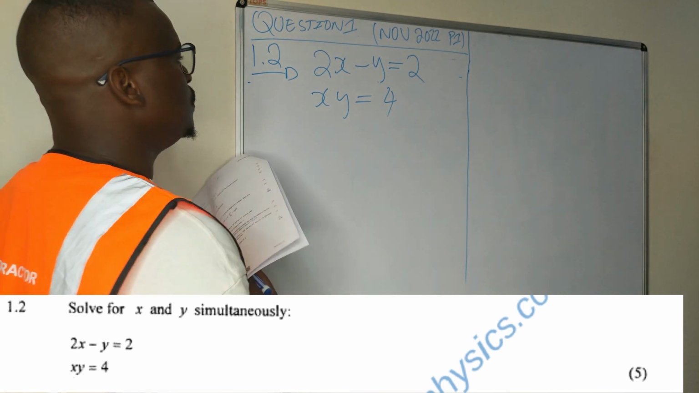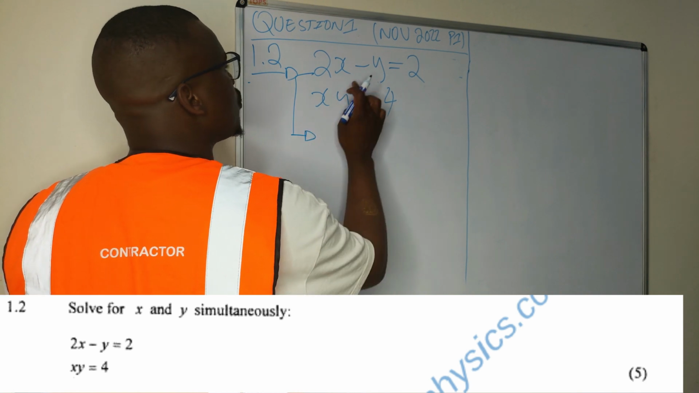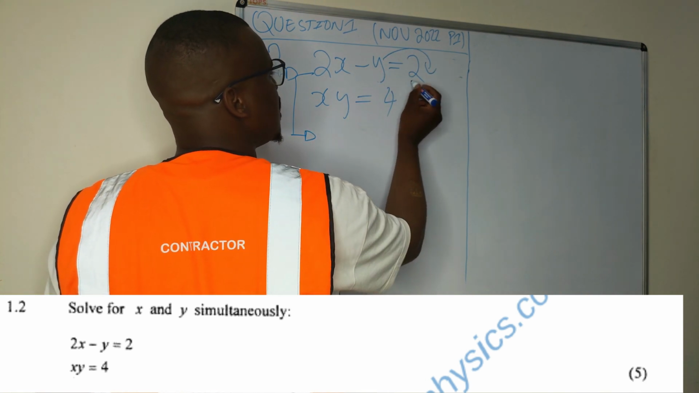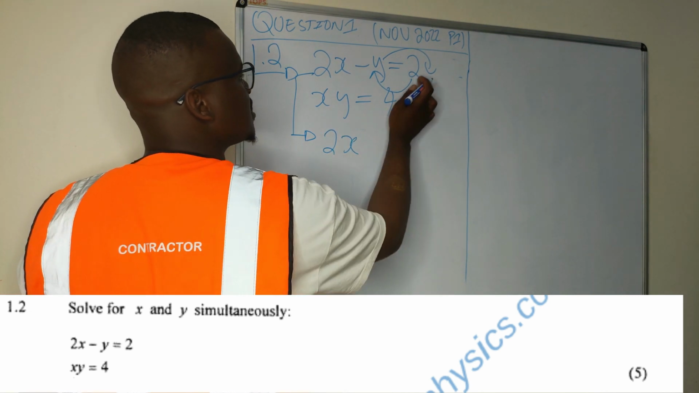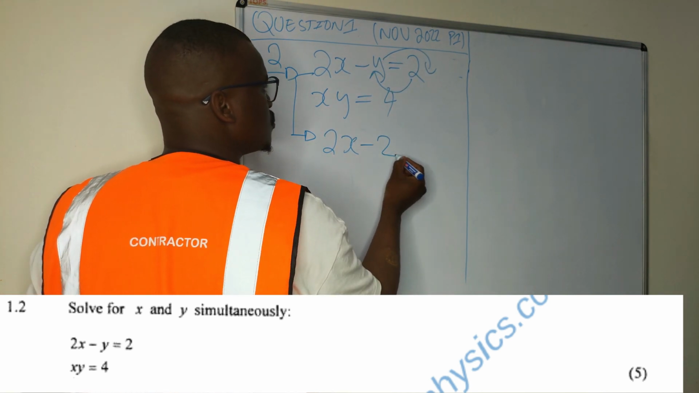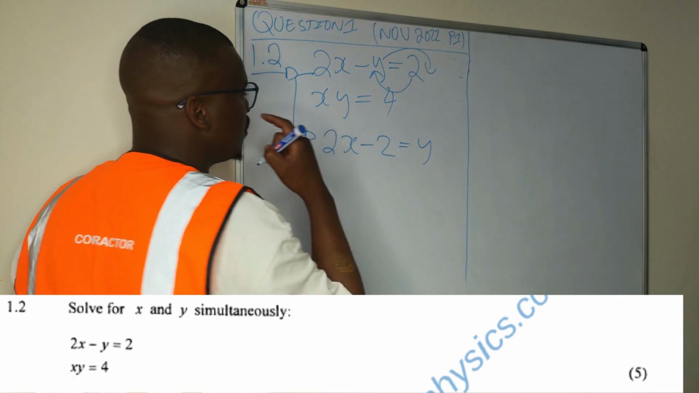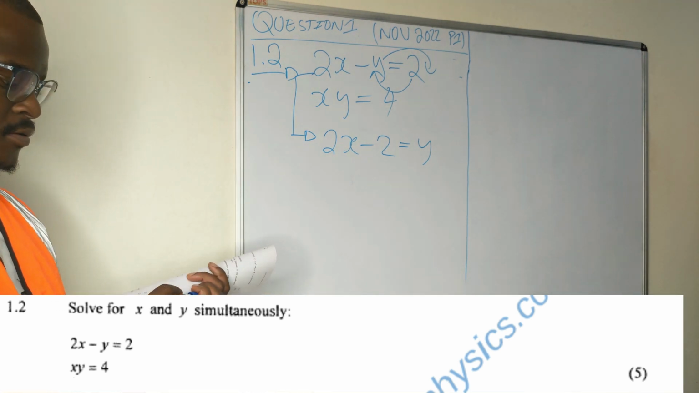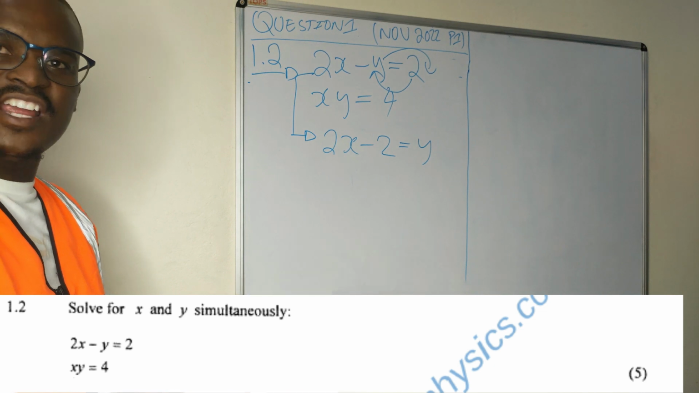So from this equation here, I'm going to transpose y to this side and 2 to this side, right? So I will have 2x, then transpose the 2 to this side, minus 2 is equal to y, since this y was negative, it will be positive on that side. So I'll have y equal to that. This equation and this equation are the same, but I just rearranged them.